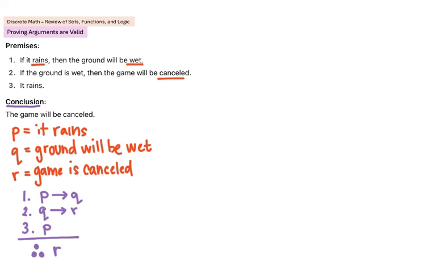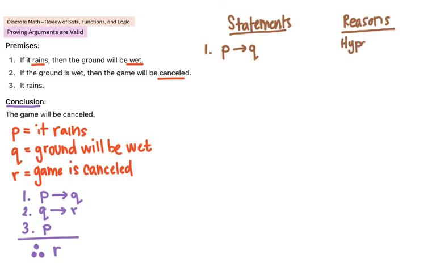So in order to prove this, you want to create 2 columns. You'll do statements and then justifications or reasons. And usually the best place to start is just by using the first premise. The first premise we found was P implies Q. And anytime you just restate a premise, you say hypothesis, or you can say premise, or you can say given, meaning we were given these things, so we're allowed to use them.